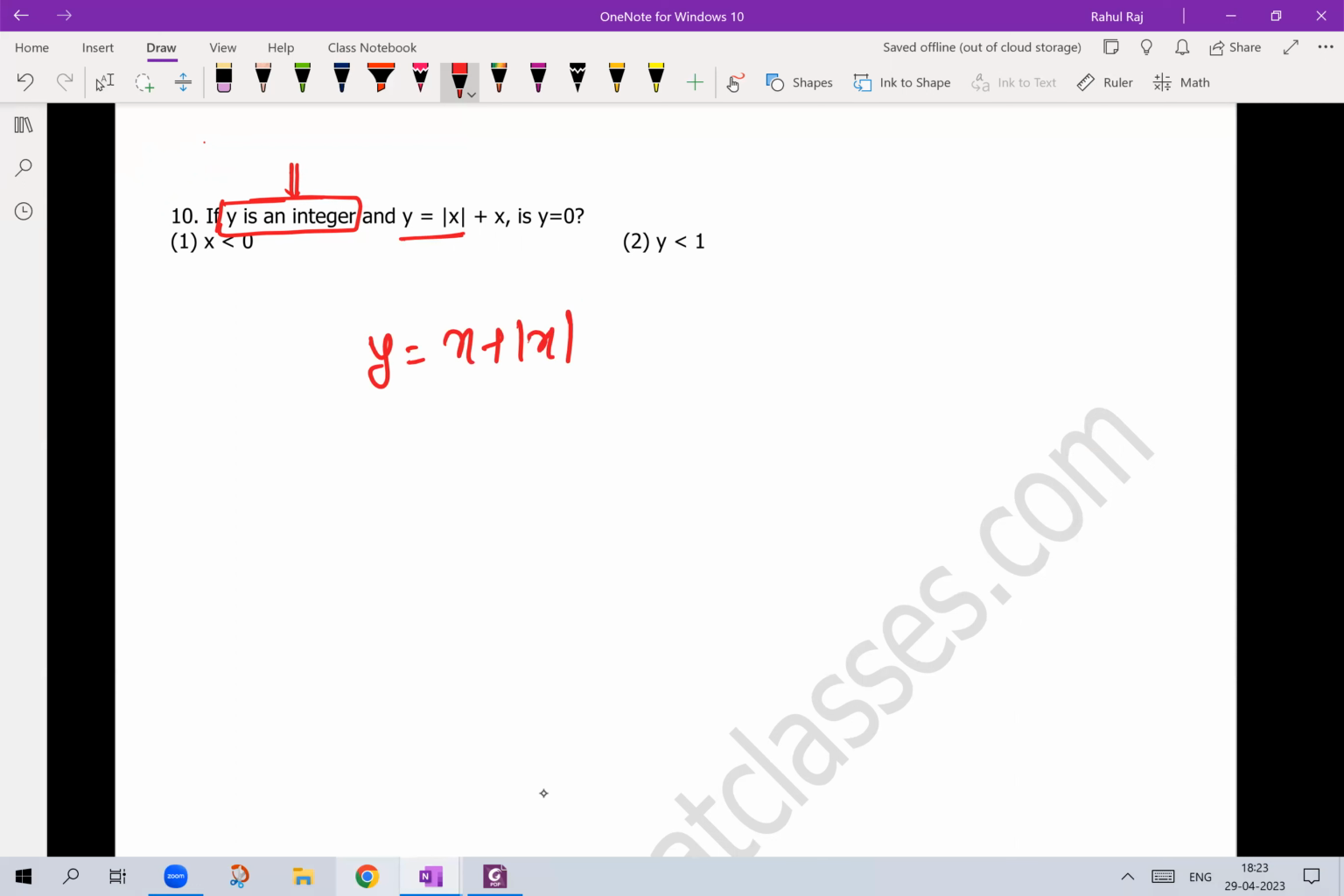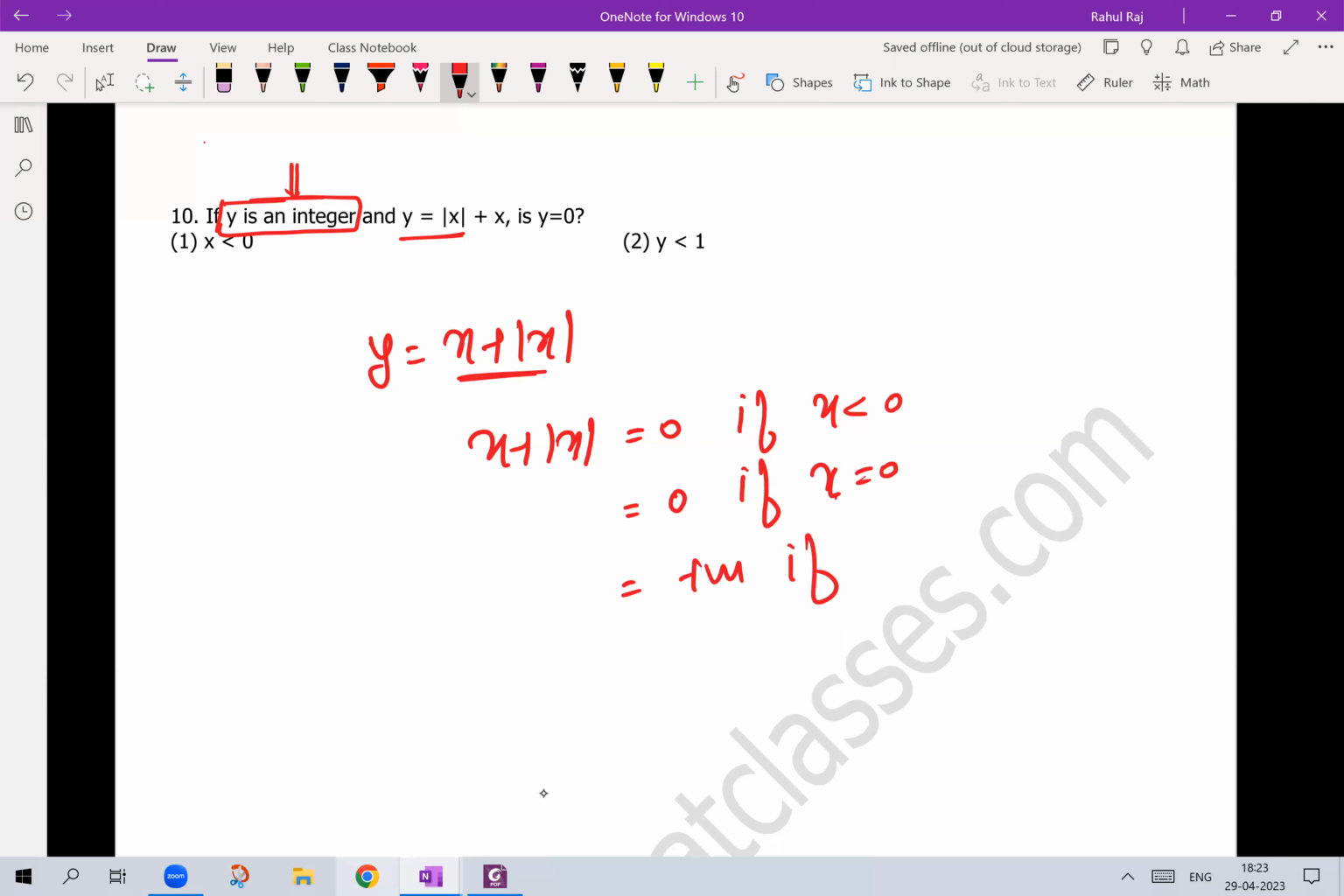So we need to understand this. Tell me, to understand this, let's understand what is x plus modulus x. Can I say x plus modulus x is equal to 0 if x is less than 0? Agreed? Yes. Can I say x plus modulus x is equal to 0 if x is equal to 0? And x plus modulus x is a positive number if x is a positive number. So from here, can I conclude that the value of x plus modulus x can never be negative?